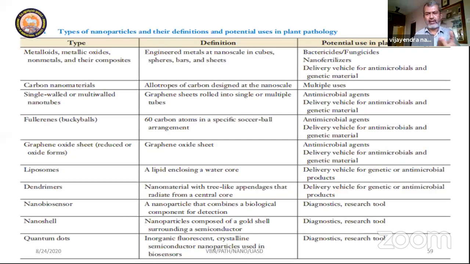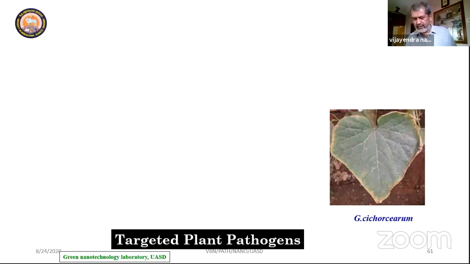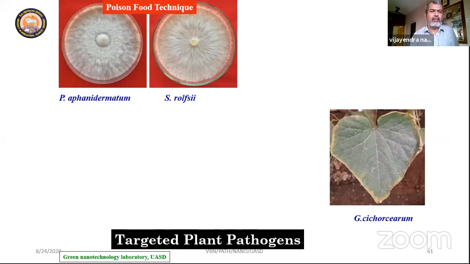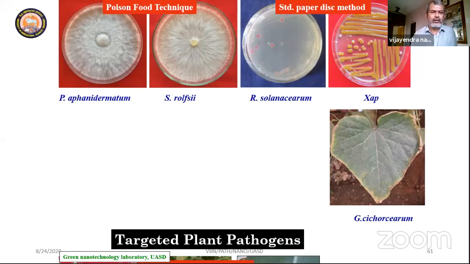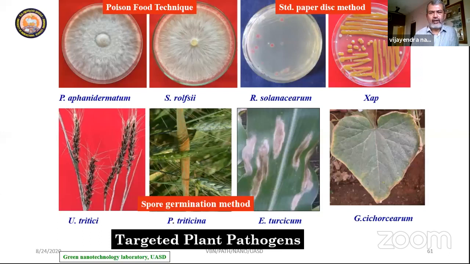So what are the organisms we have tested? One is the powdery mildew. Second is Sclerotium rolfsii, which you can find in relation to the rhizome rot of ginger, and Ralstonia, and Xap, that is Xanthomonas axonopodis pv. punicae, which causes the bacterial blight of pomegranate, then loose smut of wheat, then leaf rust, and then Exserohilum turcicum, the turcicum leaf blight.